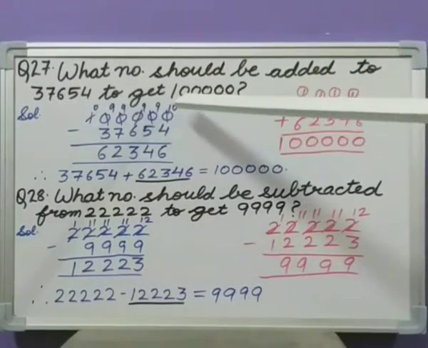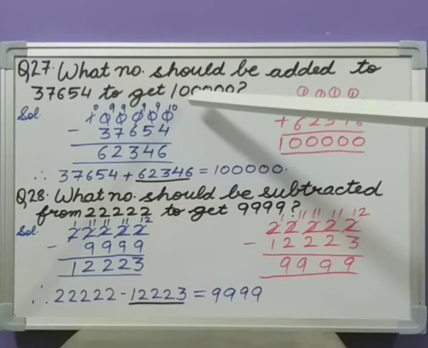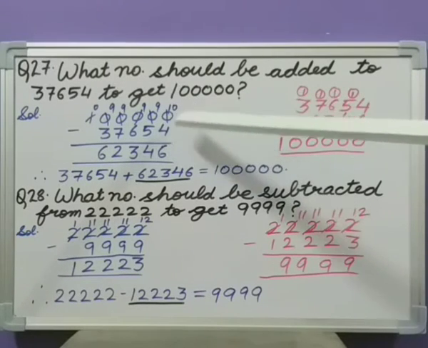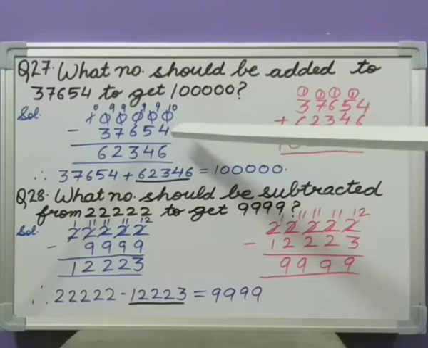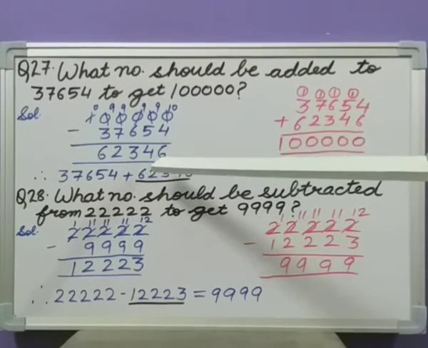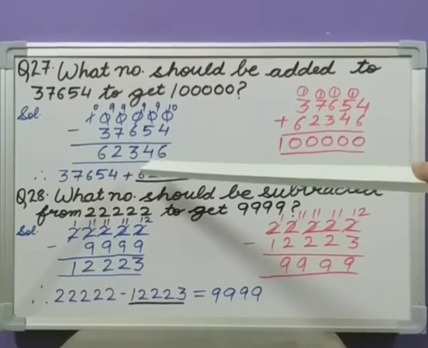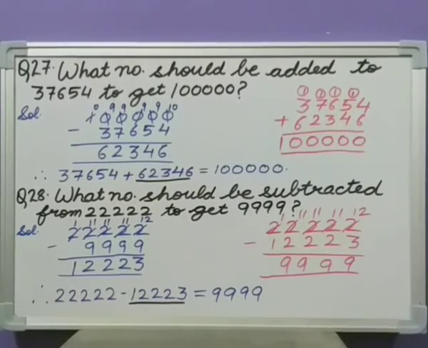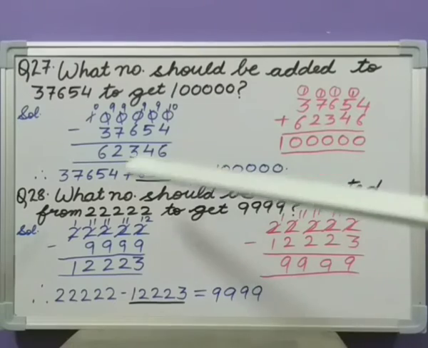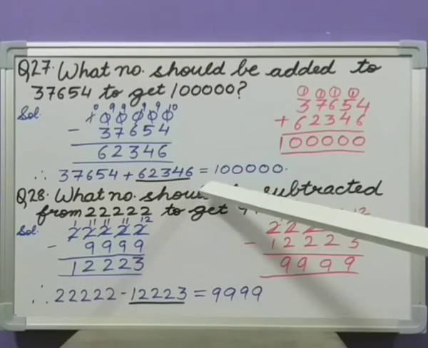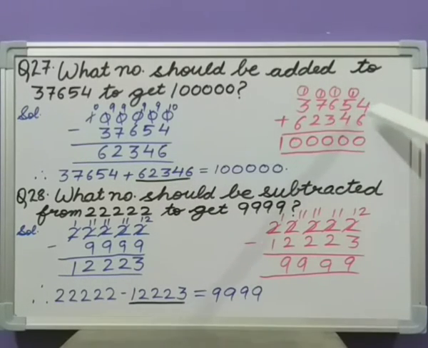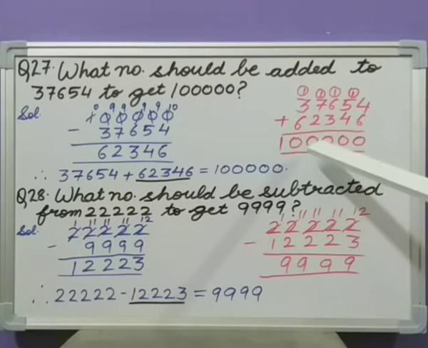37,654. So we will subtract them. So the minuend will be 1 lakh and the subtrahend will be 37,654. So after subtracting, we got 62,346. So the required number is 62,346. We can check our answer by adding them, and therefore our answer is correct.